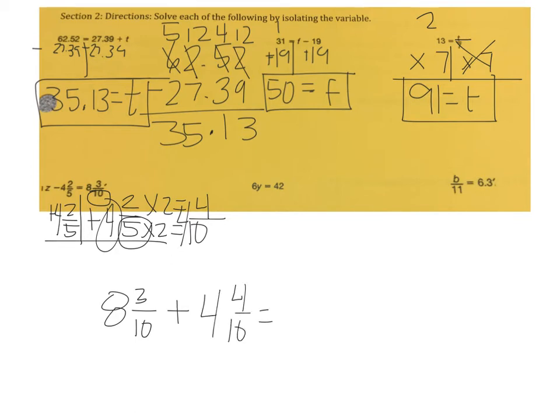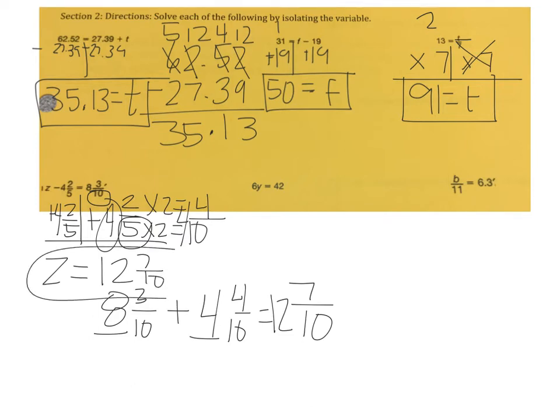4/10. All right, so 4 plus 3 is 7. The denominator stays the same, and then we're going to add the whole numbers. 8 plus 4 is 12. I can't simplify that, so I know that z equals 12 and 7/10.